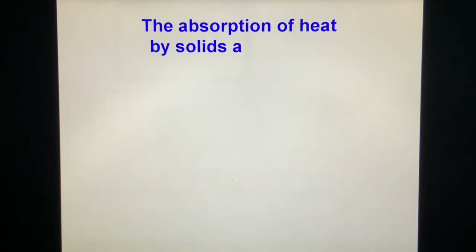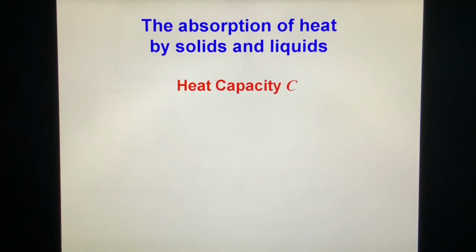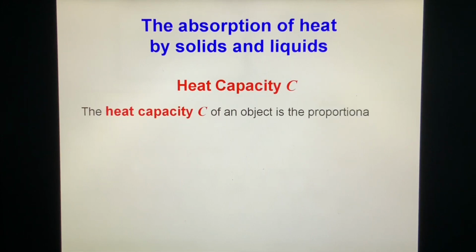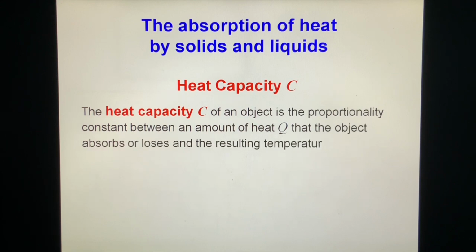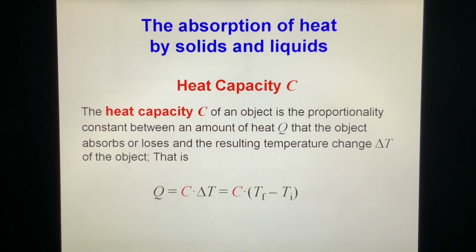The absorption of heat by solids and liquids. Heat capacity C. The heat capacity C of an object is the proportionality constant between an amount of heat Q that the object absorbs or loses and the resulting temperature change delta T of the object. That is, Q is proportional to delta T. Here, delta T is T final minus T initial.